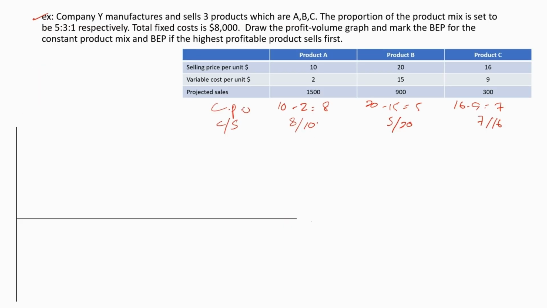First, we have to convert these figures into decimal values. So, 10 divided by 8, 0.8. 5 divided by 20, 0.25. 7 divided by 16, 0.437. Now we can arrange these values in descending order.